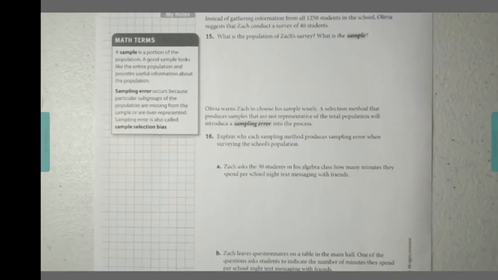All right. The seventh section of lesson 36-1 covers questions 15 and 16. So let's take a look.